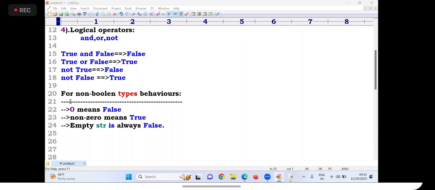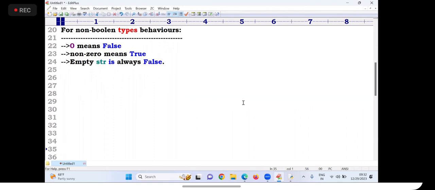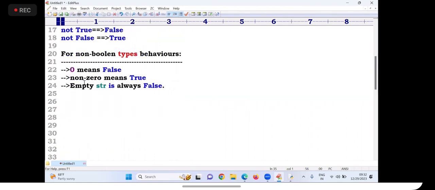So, 0 means false, non-zero means true, empty string is always false. These 3 rules you already know. Now, how does this AND operator work? Assume X and Y. What is X, what is Y? Assume 10 and 20, or 20 and 10, 0 and 10, 10 and 0. X may be anything, Y may be anything, any value you can consider.